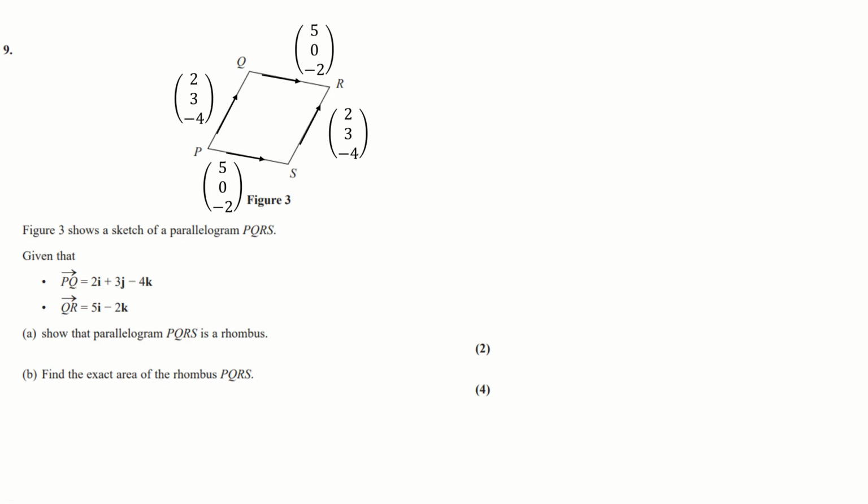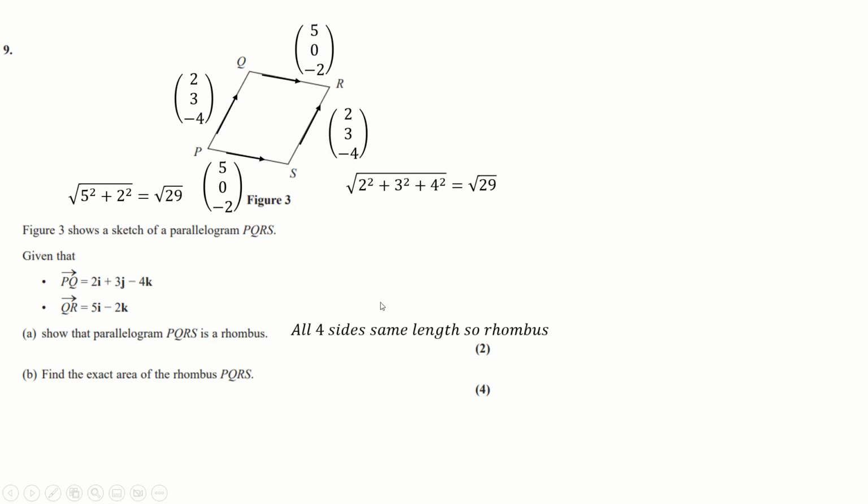Now, the length of this vector here is root 2 squared plus 3 squared plus 4 squared, which is this. And the length of this vector here is root 5 squared plus 2 squared plus 0 squared, I guess, which is that. And now, because it's a parallelogram, and because all 4 sides are the same, that makes it a rhombus. And explain that as clearly as you can.